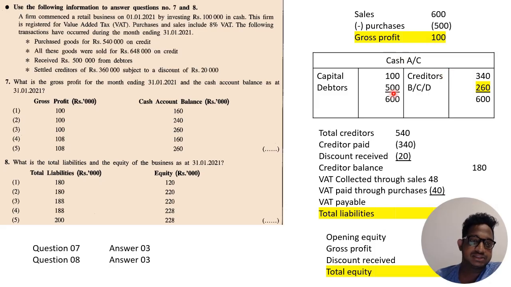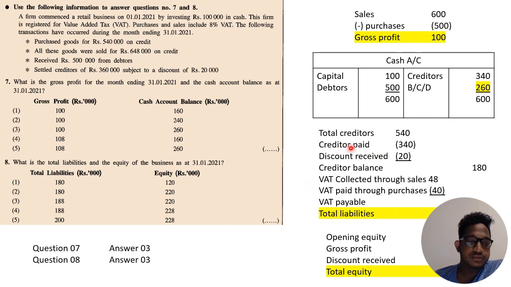And the cash account: the owner is investing 100,000 in cash, so the cash account debit 100, and you are receiving from debtors 500, and you are paying to creditors 340. Here it says settled creditors 360, subject to a discount of 20,000. So the amount that you paid in cash is 340. So the cash account closing balance should be 260. So the answer for question number 7 is number 3.